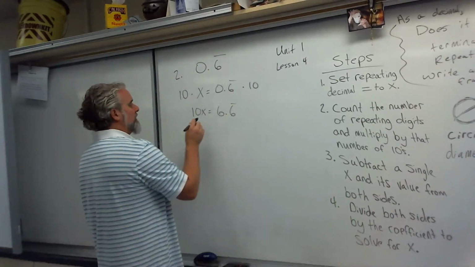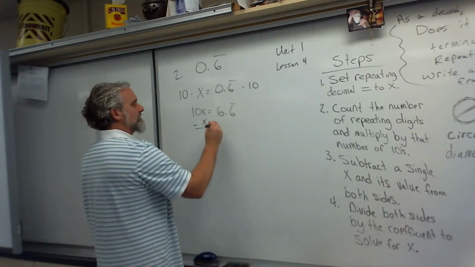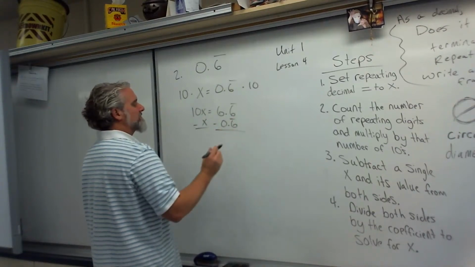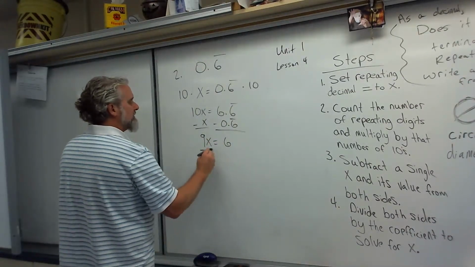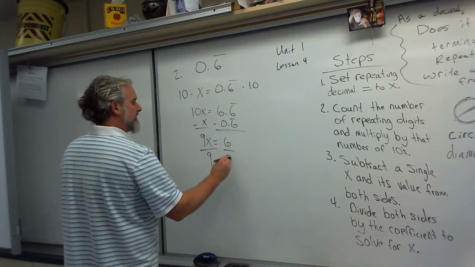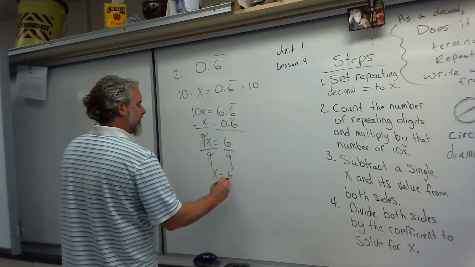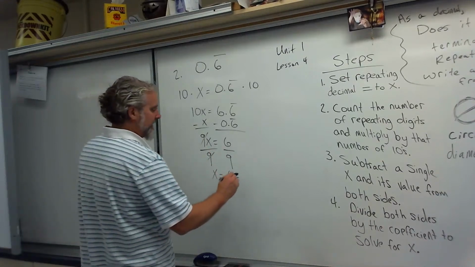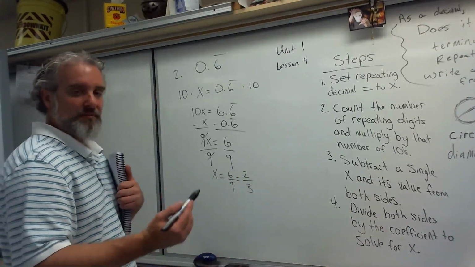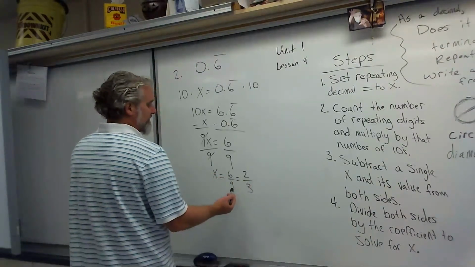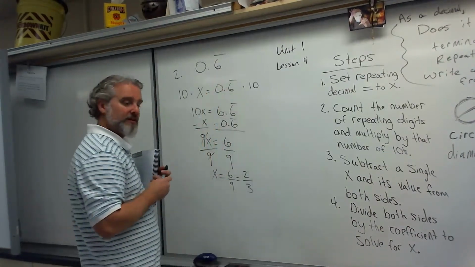Next step is to subtract one amount of x from both sides. Giving us 9x on one side and 6 on the other. Divide both sides by 9, or the coefficient in front of the variable. We end up with x equals 6 over 9, which can be reduced down to, oh man, slipped my mind for a second there. We're dividing both top and bottom by 3. So 6 divided by 3 is 2, 9 divided by 3 is 3. And if you punch in 2 divided by 3 in your calculator, you'll get 0.6 repeating again.